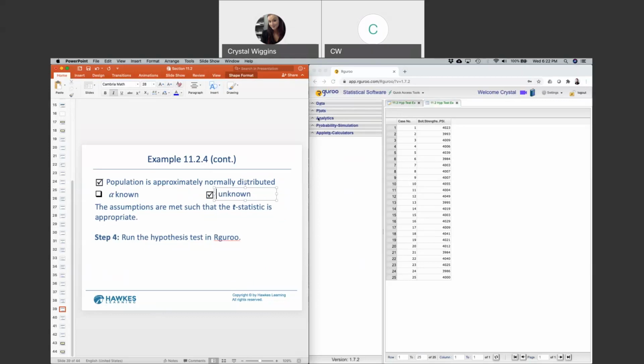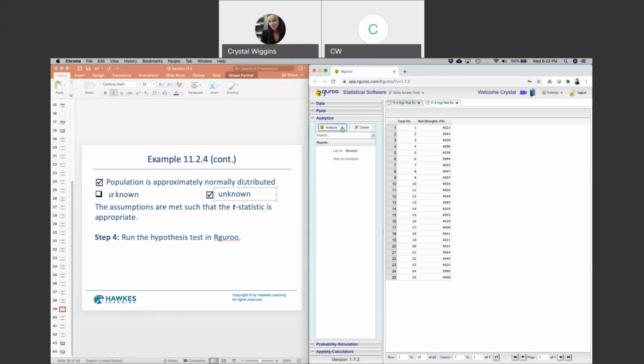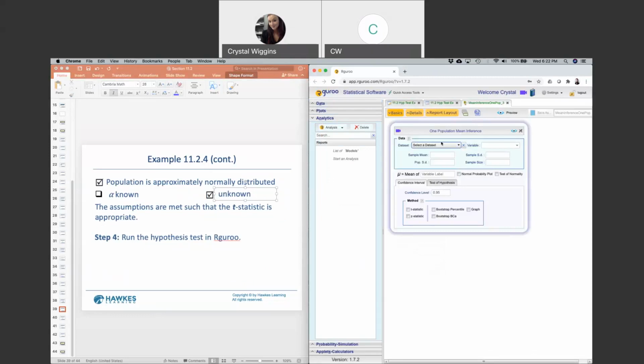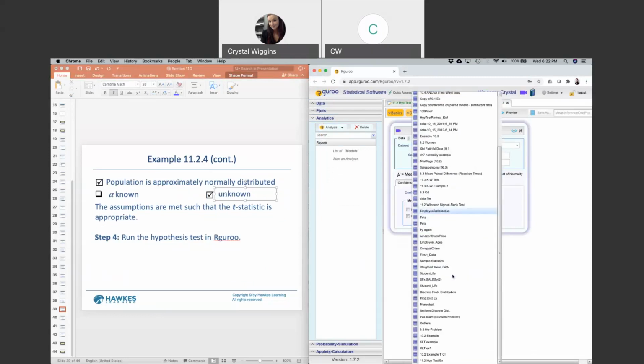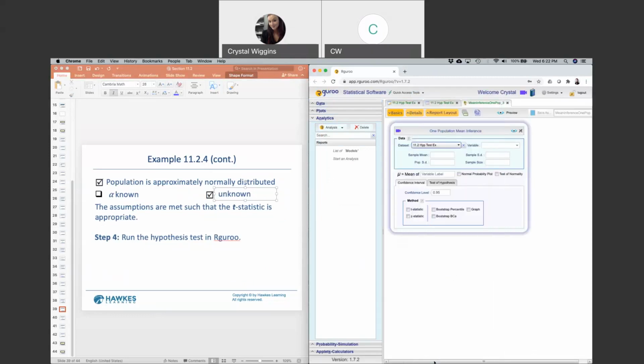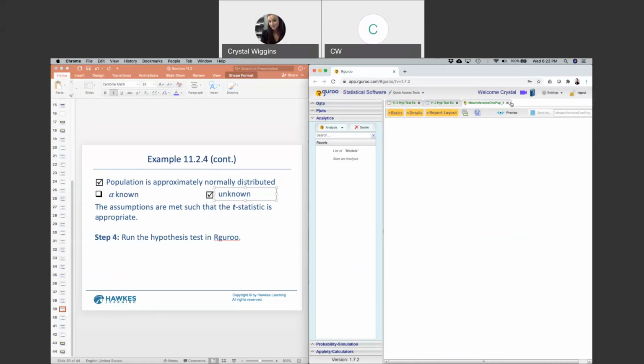So coming over here to our Guru, let's go to analytics, analysis, mean inference, one population. This time we have a data set, so we're going to select whatever we saved it as. Once we do that, it should have imported this stuff. That's strange that it didn't. That's a first. Okay, let's try this again. Something went wrong.